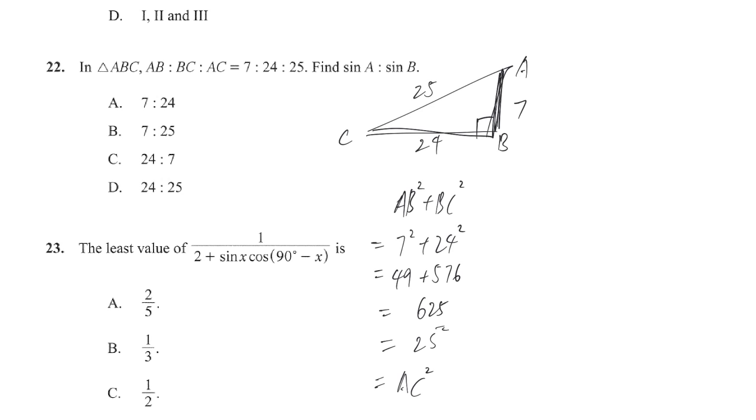Some other combinations: 3, 4, 5, you remember, right? And then 5, 12, 13, a little bit more, okay?